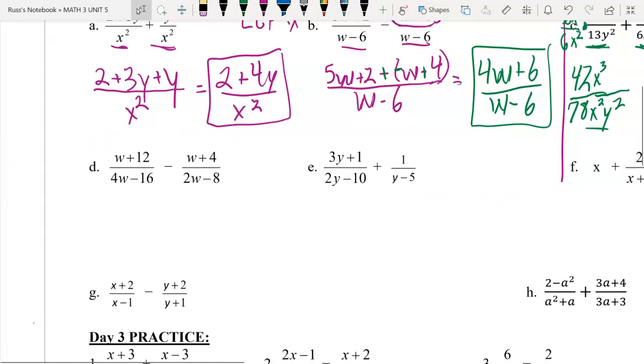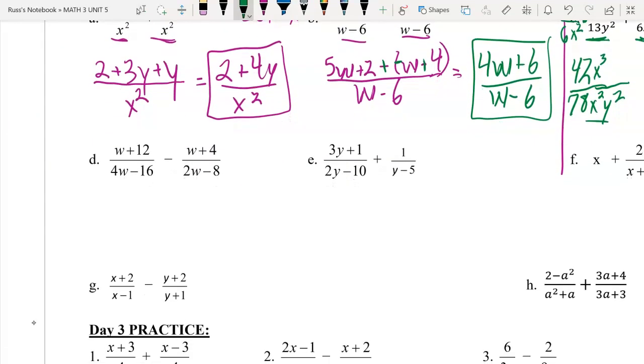All right, letter D. Letter D is a little trickier because what you've got right now is 4w minus 16 and 2w minus 8. We have to do a little bit of factoring. In 4w minus 16, if I factor 4 out, I get 4 times w minus 4. In this other one, if I factor 2 out, I get 2 times w minus 4. So that's the tricky part. This one's actually not as bad as some of the others, and here's why.